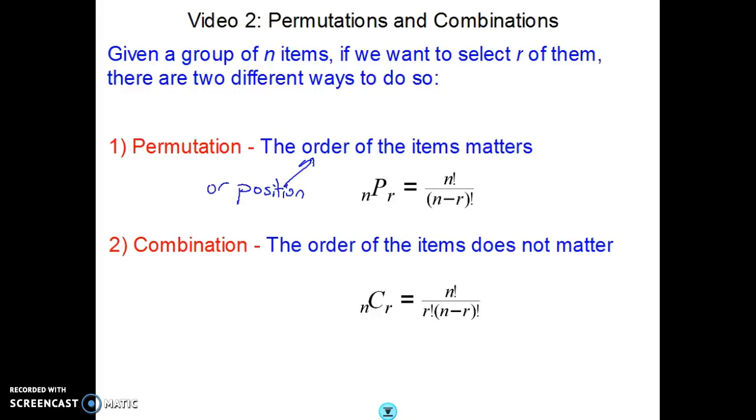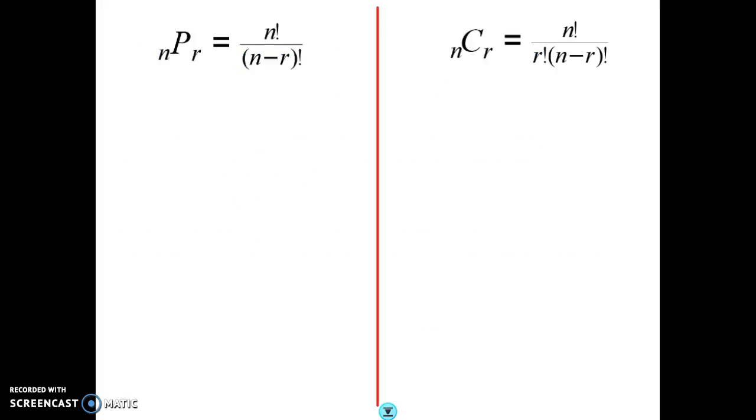Combination has a similar formula, and the notation for it is nCr, and this means choosing r things out of a group of n things. And remember, order does not matter in a combination. And the formula to figure out this number is n factorial divided by r factorial times n minus r factorial. So just that one small difference of r factorial there.